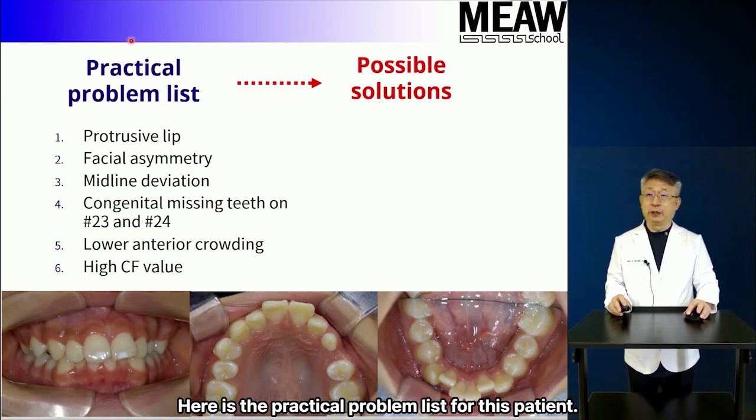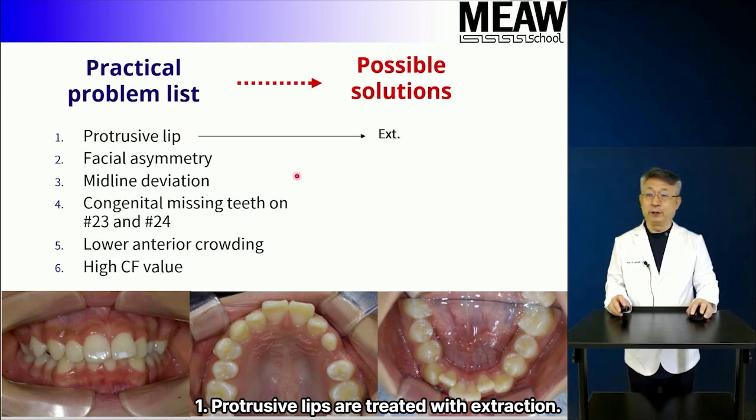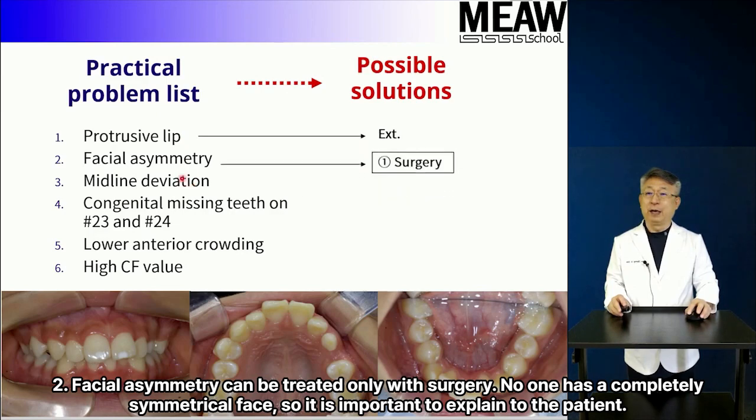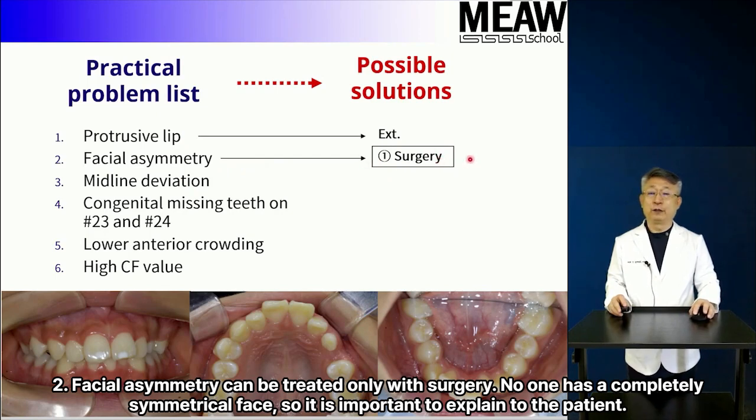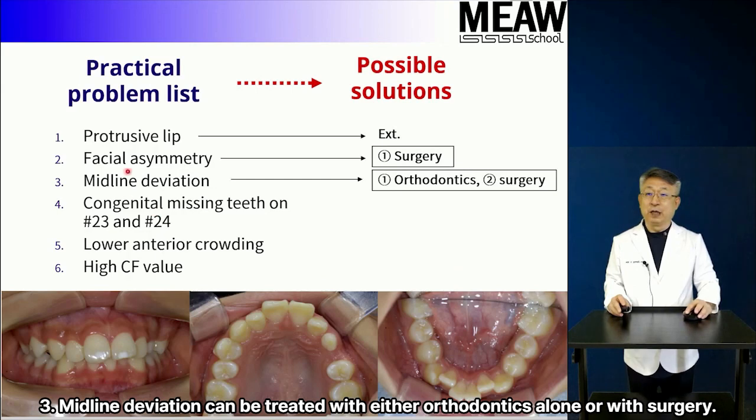Here is the practical problem list for this patient. 1. Protrusive lips are treated with extraction. 2. Facial asymmetry can be treated only with surgery. No one has a completely symmetrical face, so it is important to explain to the patient. 3. Midline deviation can be treated with either orthodontics alone or with surgery.